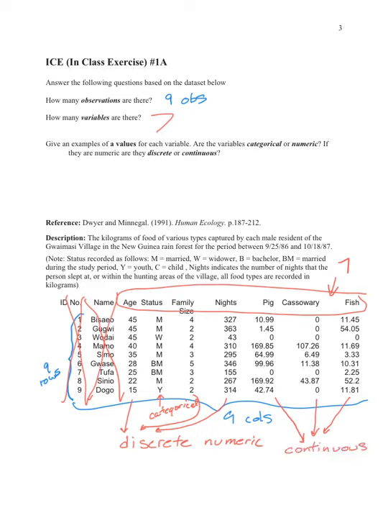Pig, cassowary, and fish. These are all the weights of the amount that the hunters caught in each one of these types of animals.